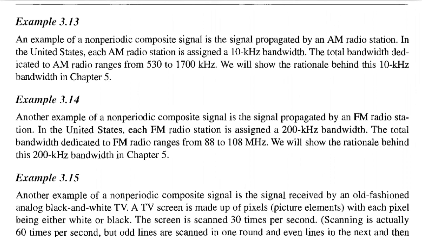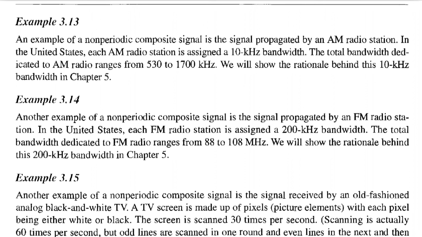Example 3.13. An example of a non-periodic composite signal is the signal propagated by an AM radio station in the United States. Each AM radio station is assigned a 10 kHz bandwidth. The total bandwidth dedicated to AM radio ranges from 530 to 1700 kHz. We will show the rationale behind this 10 kHz bandwidth in chapter 5.